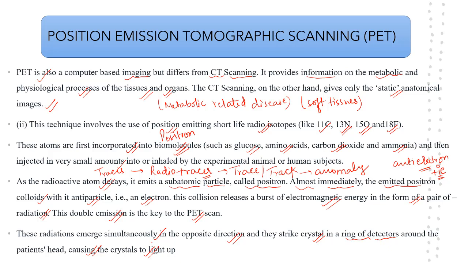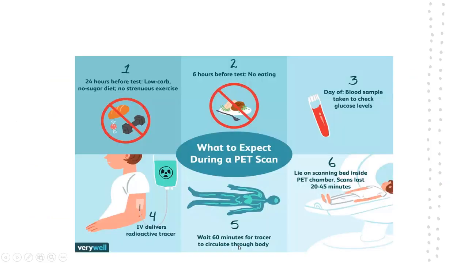Okay, and they are injected in small amounts or inhaled by the experimental animal or human subjects. As the radioactive isotopes decay, they emit subatomic particles like positrons, which directly strike the antiparticle, the electron. This collision produces a large amount of energy, which is used to energize the crystals, and when these crystals light up, they reflect the organ which is having some difficulty or abnormality.